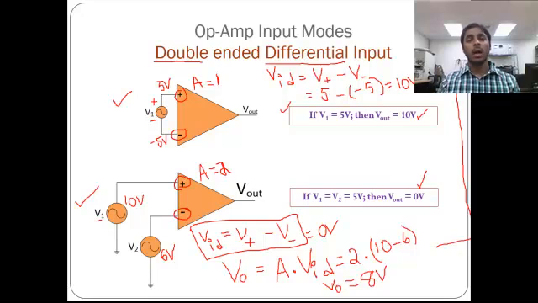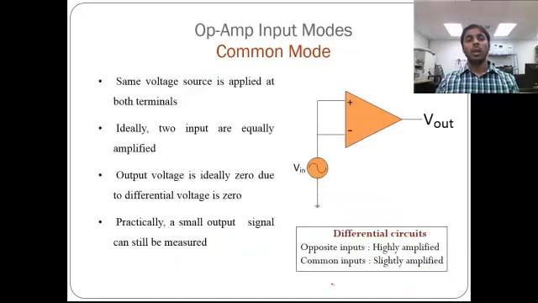So what it does is, it will take the difference and it will amplify that difference voltage. So the OpAmp will always amplify the input differential voltage.